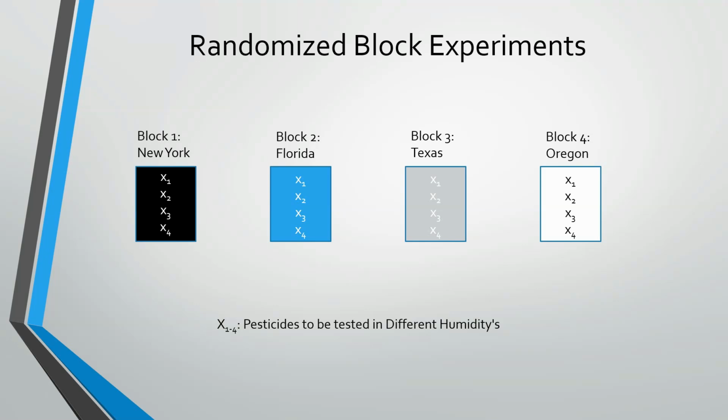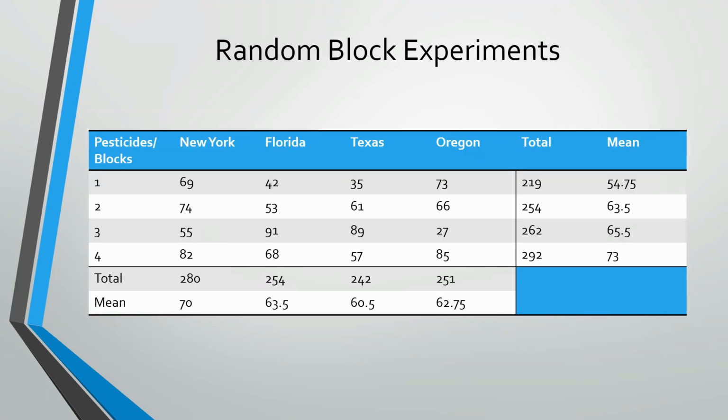Moving on to how to display this data, you can do that through an observation table. When tested, a specific value is found determining how well the pesticide performed on a scale of 0 to 100. Thus, there is a use for totals and means.